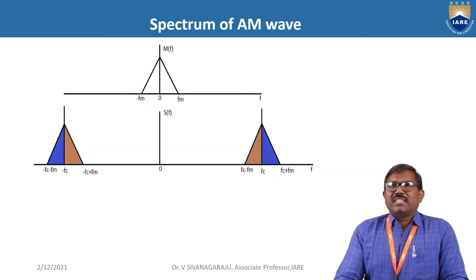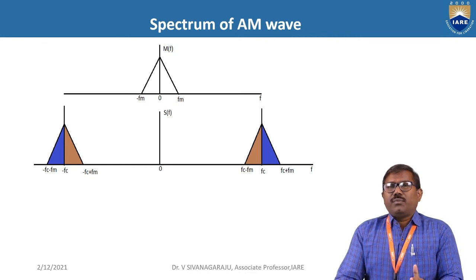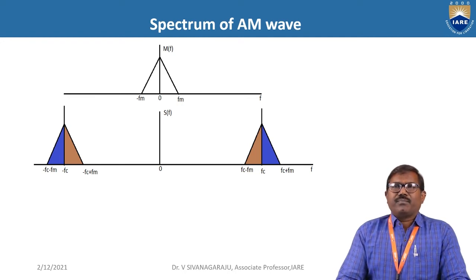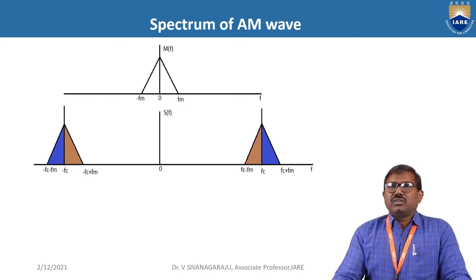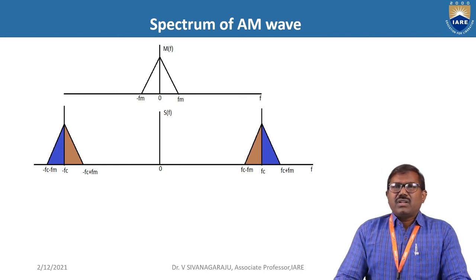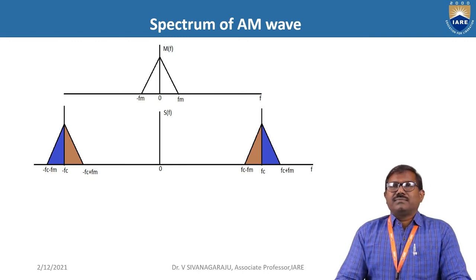So here you can see the spectrum of AM. In the first figure, that is M of f, the message signal. Okay. So M of t is the time domain message signal. M of f, we convert it into the frequency domain. That M of t is converted into M of f. And Fm on the right side, minus Fm on the left side, around 0. So that is the band of that message signal. Fm is the message signal frequency or modulating signal frequency.